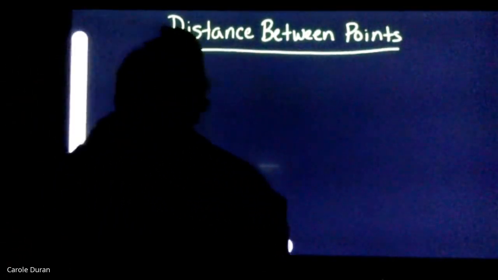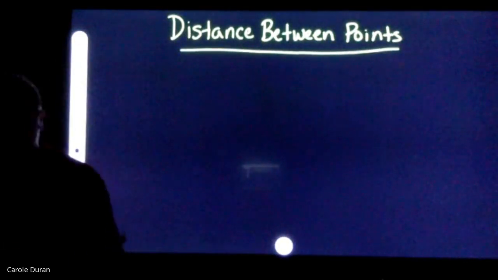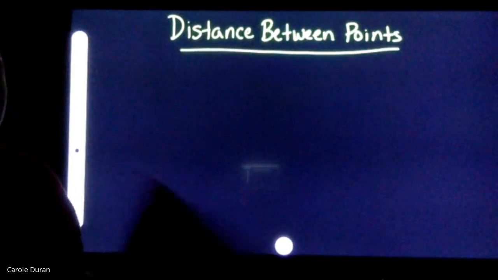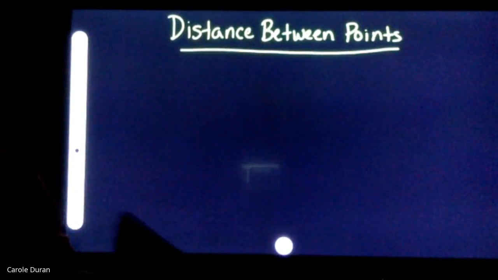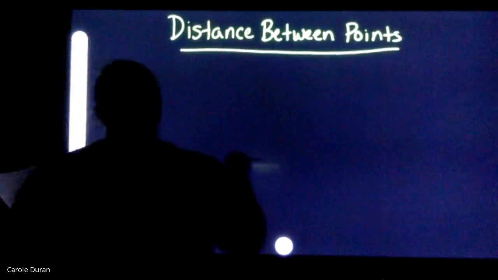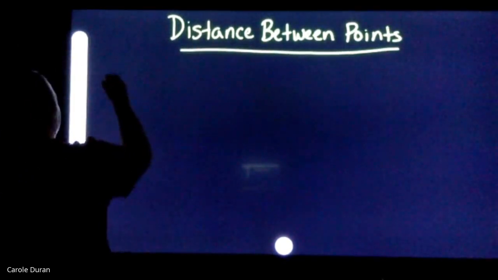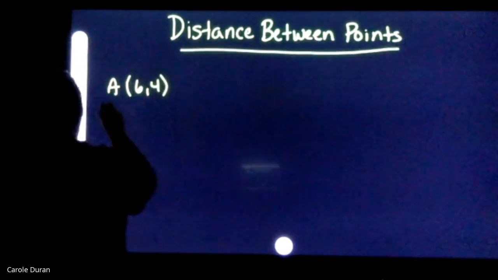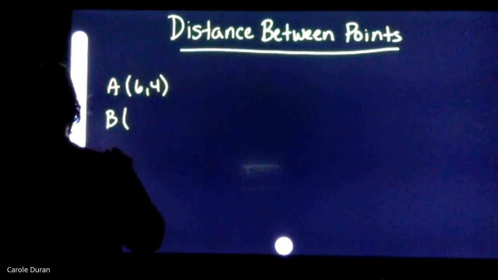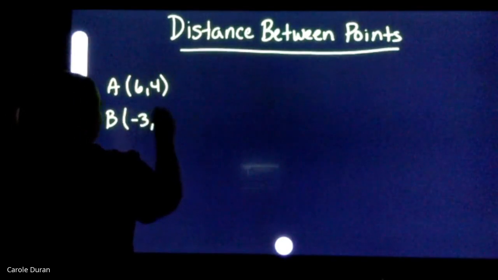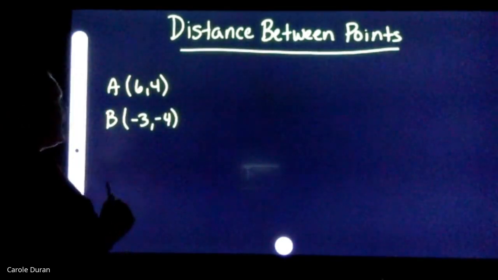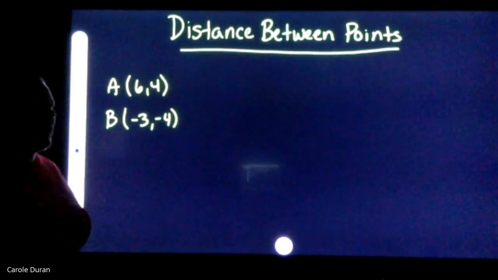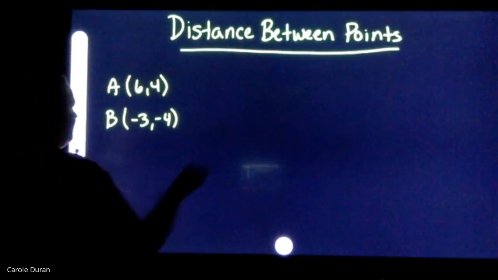So we're doing distance between points today, which means that we're going to have 2 points on a graph, and we're going to have to calculate the distance between them as if we were walking between the two of them, okay? So let's start with an example. I have 2 points. I have point A, which is at (6, 4), and I have point B, which is at (-3, -4). So the first thing I'm going to have to do when I have 2 points is graph them to figure out how to find that distance between them.